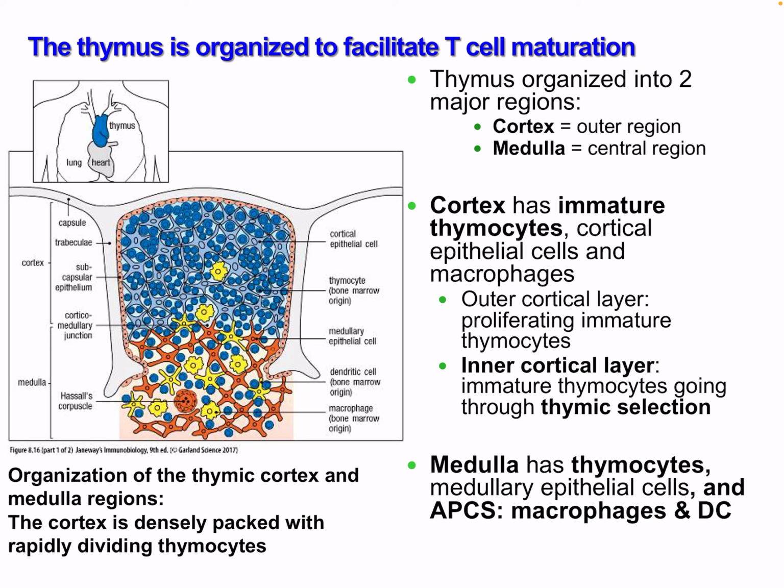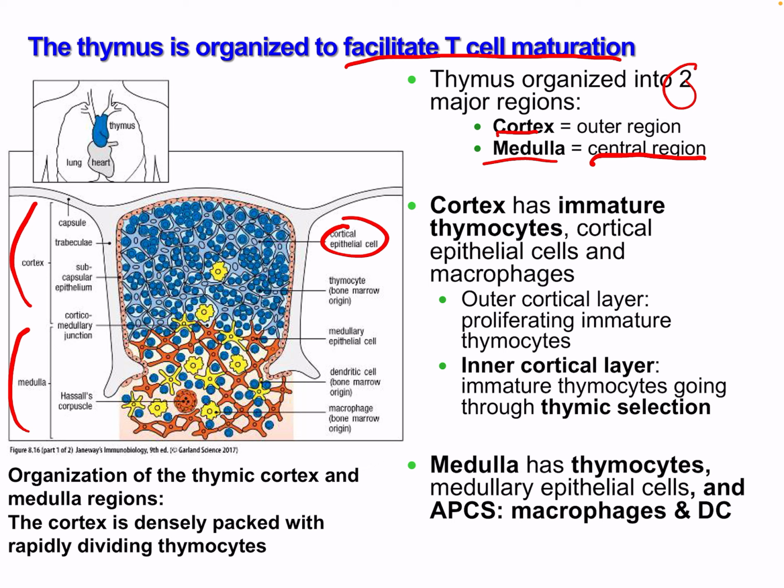So we'll look at a little bit of the structure of the thymus here. The thymus is organized to facilitate T cell maturation. Essentially, the anatomy dictates the function and helps with the physiology. The thymus is organized into two major regions, the cortex and medulla. The cortex is the outer region, and the medulla is the central region, similar to many other structures, such as our adrenal glands. The cortex has immature thymocytes, cortical epithelial cells and macrophages. Got our cortical epithelial cells, you see that there. Again, here's our cortex and our medulla.